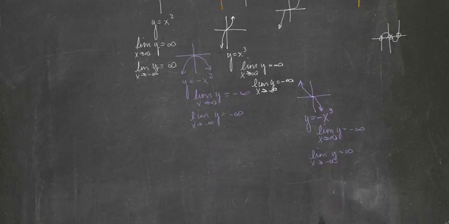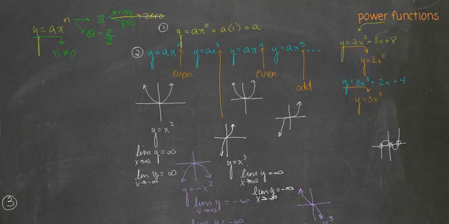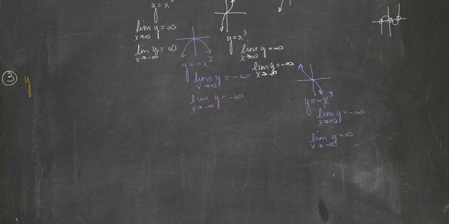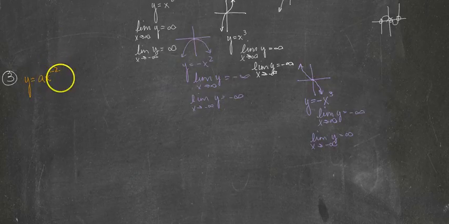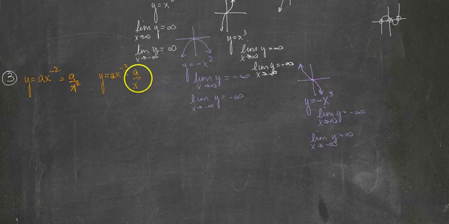So this would be a case, so let's say example number 3, see if that's enough room to work in. If I have y equals ax to the minus 2 as an example. Well, what do we know about exponents and variables? This is really the same thing as a times x squared, or the same thing if I had y equals ax to the minus 3. This is really the same thing as a over x cubed.